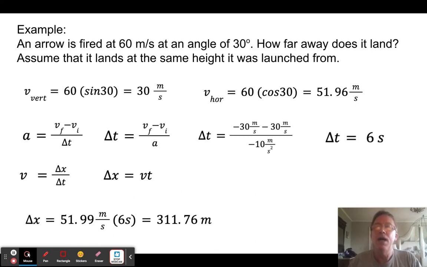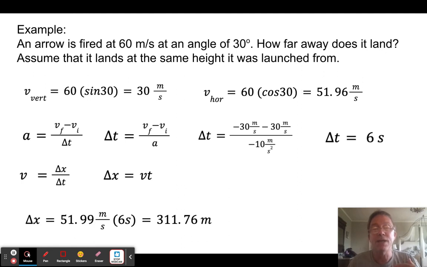Okay. So the vertical component is, remember, going to be sine theta. So I'm going to say launch velocity 60 times sine of 30. Remember, I've got to be in degrees on my calculator. Since the sine of 30 is 0.5, it's going to give me 30 meters per second. The horizontal component of velocity is going to be 60 times the cosine of the angle 30, and that's going to give me 51.96 meters per second. So it's moving a lot faster horizontally than it is vertically, which makes sense because I'm shooting it closer to horizontal than I am to vertical.